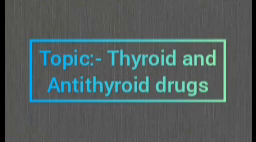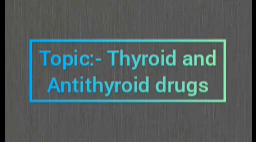It includes propylthiouracil, methimazole, carbimazole. They are the thioamides used to treat hyperthyroidism. Mechanism of action of thioamides: they inhibit thyroid peroxidase enzyme, which converts iodide to iodine. They also inhibit iodination of tyrosine residues in thyroglobulin. They also inhibit coupling of iodotyrosines.